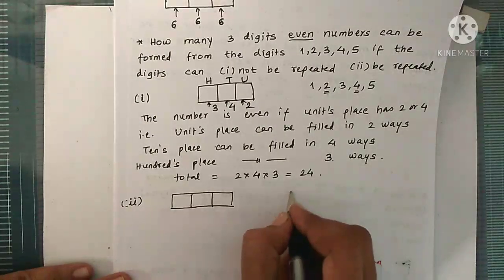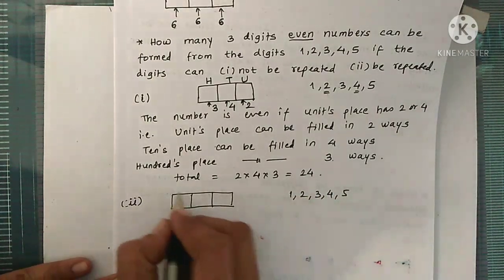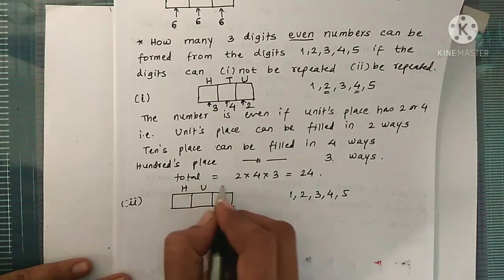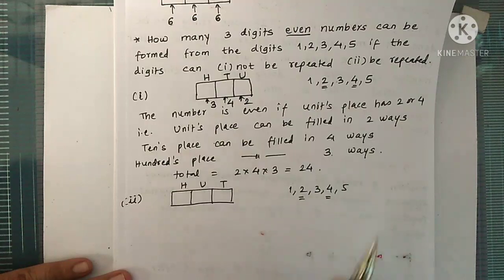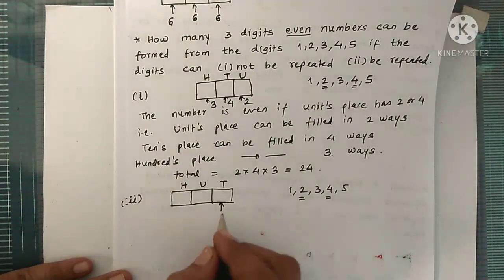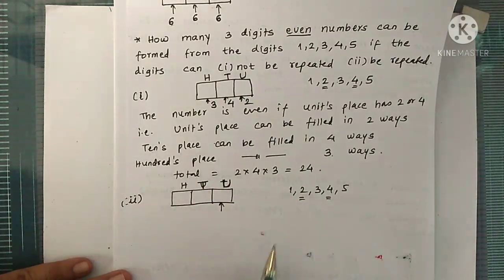Let's see. So we have available digits 1, 2, 3, 4, 5. We want the number to be an even number. That is possible only when the units place is filled with 2 or 4. That means I have written wrong here. This should be units place. Units place can be filled in two ways.